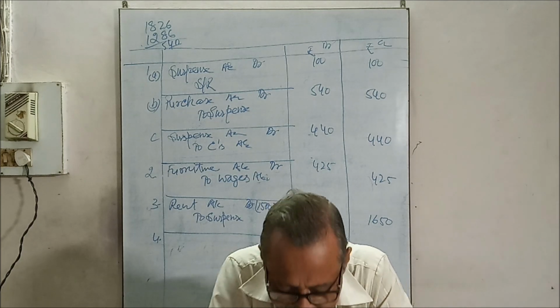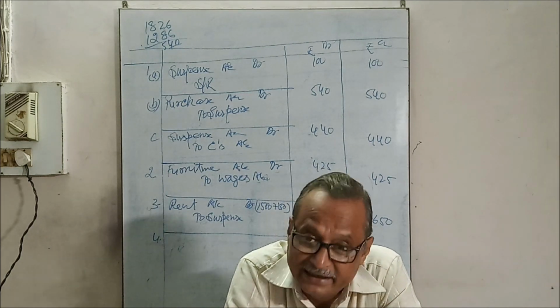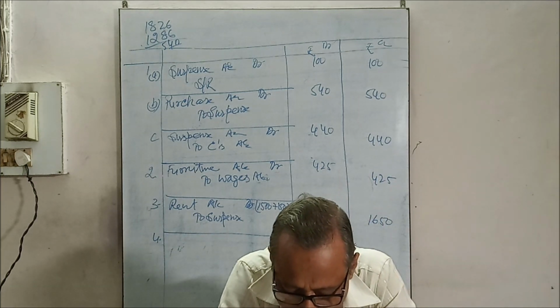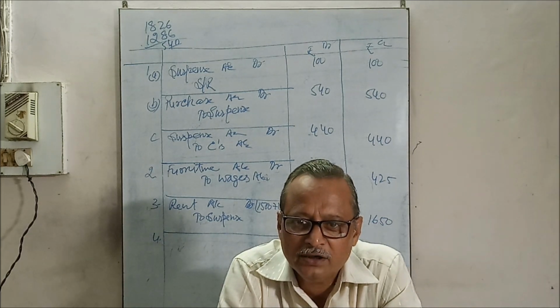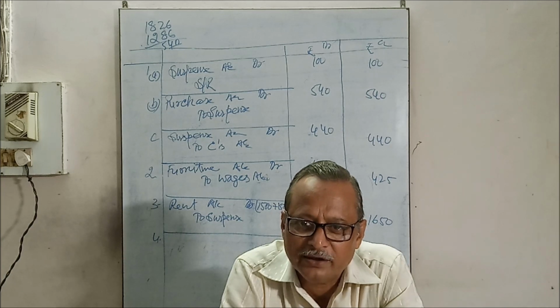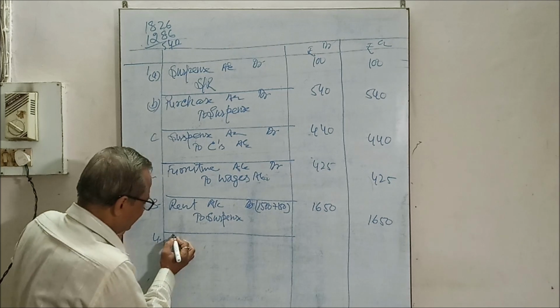Now next is cash received from Ghanshyam, 500, was correctly recorded in the cash book. On the debit side it was recorded, but it was posted to his account as 50. It was credited in Ghanshyam's account in rupees 50 instead of 500. So less amount was credited. Now, this is a single-sided error.